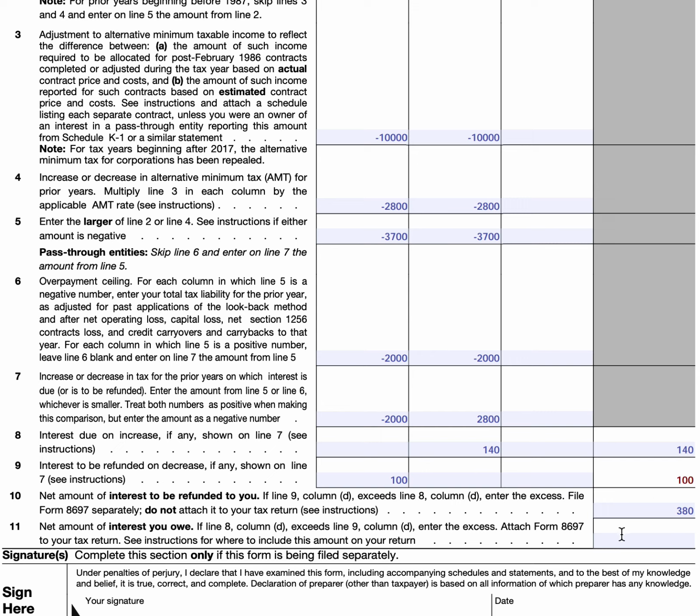So when we net these together, we get a difference of $40 of interest that we owe. Because we owe this, we would file this with our tax return and not necessarily separately. If you were owed interest, then you would file it separately. So there are different applications. So if you do owe tax on look-back interest, there is not an estimated tax penalty for that.